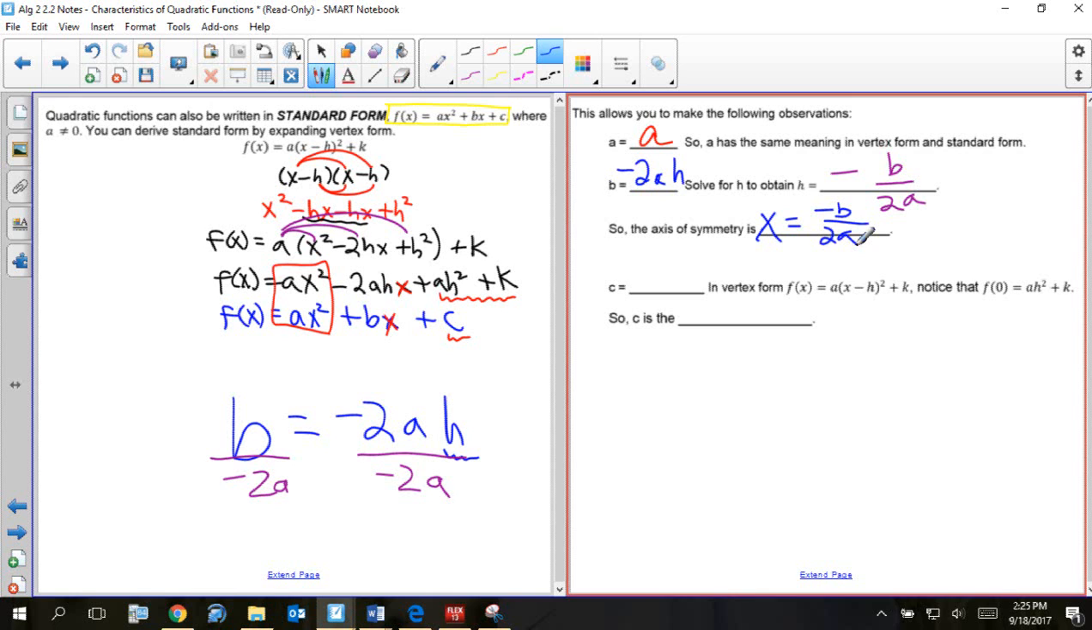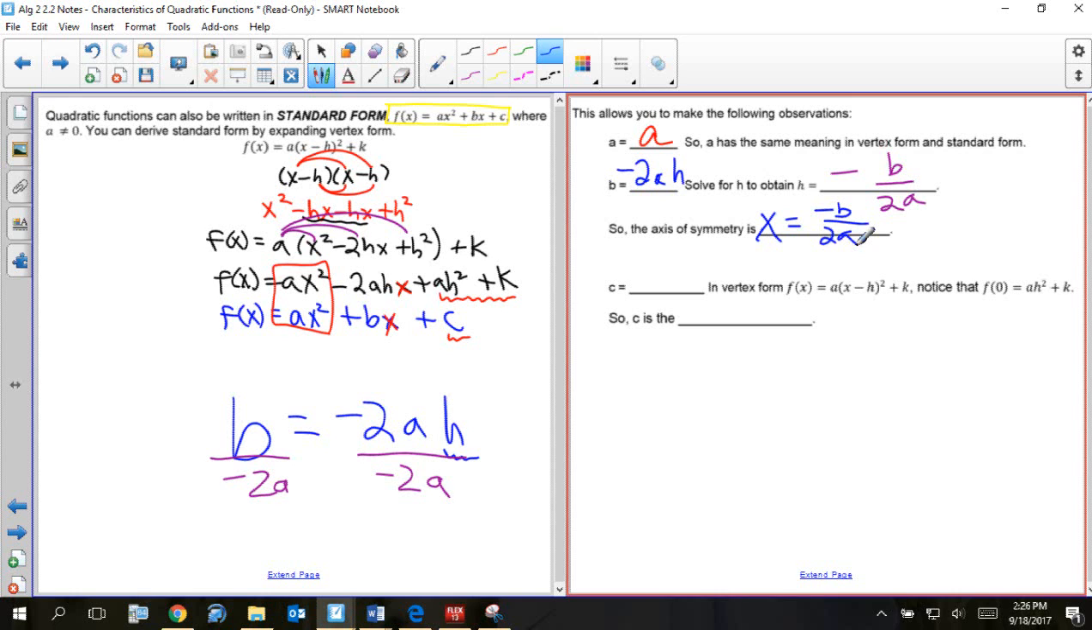What is the axis of symmetry? X equals negative b over 2a. How are you going to memorize it? By listening to me say it. Try it again. What's the axis of symmetry? X equals negative b over 2a. Now we're going to say it with enthusiasm because this is so much fun. Ready? I'll say it with you. Ready? X equals negative b over 2a.